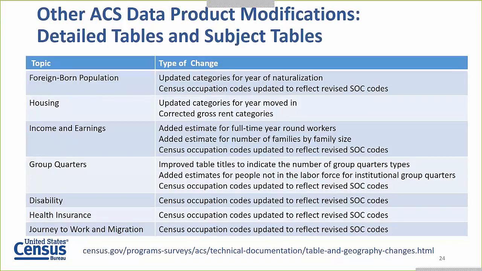I will mention a few other table modifications to detailed tables and subject tables that cover a variety of topics listed here. This table summarizes the primary changes to these topics. For example, categories for year of naturalization were updated in one of the foreign-born tables, and categories for year moved in were updated in multiple housing tables.